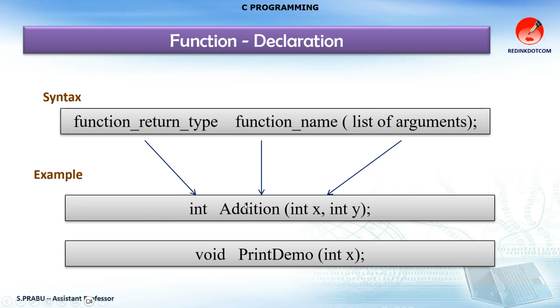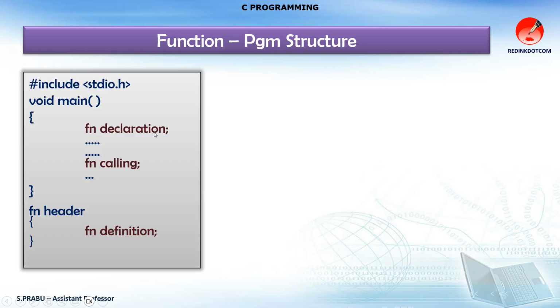This is one more example. It does not return any value, so the return type is void. Void is one type of data type. It tells the return type is nothing. If the function does not return any value, we can mention void as the return type. So function declaration is over. Second part is function calling.